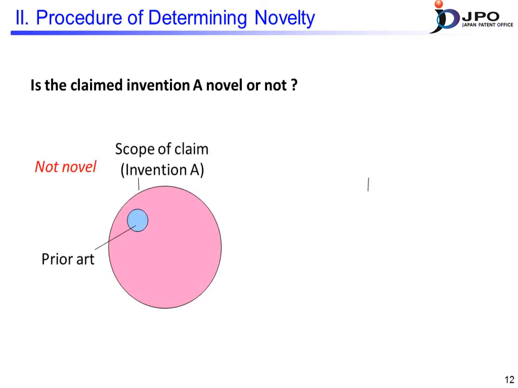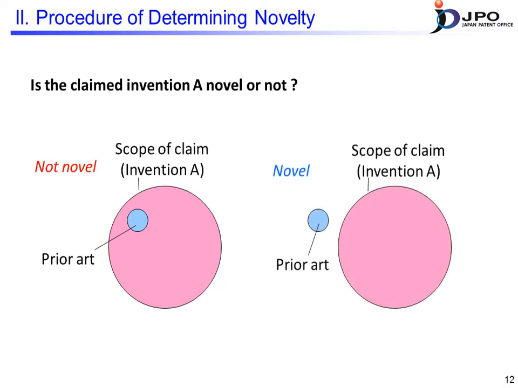As shown in the left figure, if the prior art that was found by the search is involved in the scope of the claimed invention, the claimed invention is not novel. On the other hand, as shown in the right figure, if the prior art is not involved in the scope of the claimed invention, it is novel. In the previous slide, I explained the difference between PCT and JPO. The scope of prior art under the Patent Act is defined by each country. Please check the scope of prior art in your country.